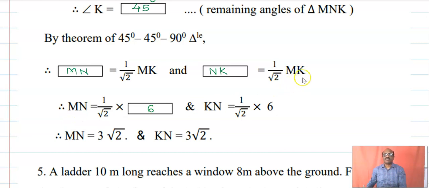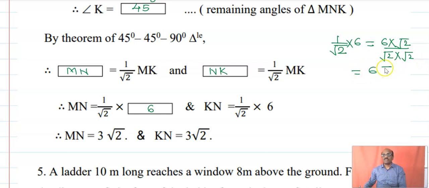Okay, the simplification: 1 upon root 2 into 6. Now to simplify this, we multiply the numerator and denominator by root 2. Now root 2 into root 2 is 2. That is 6 root 2 upon 2, and here we will get 3 root 2. And both the sides have the same, that is 3 root 2.